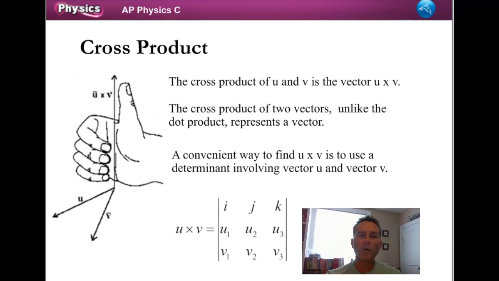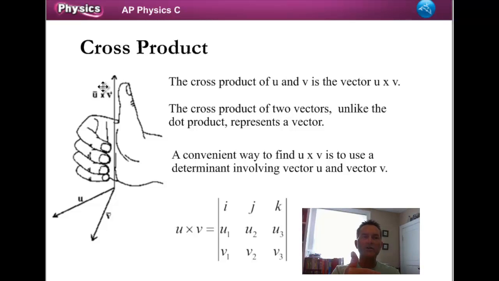Now the right-hand rule is very important to know because it's going to tell you what direction you're going to get of the new vector. Remember, when you calculate a cross product, you're getting a new vector. Say I want to find the cross product of U cross V. I'm going to point my fingers in the direction of the U vector, and then wrap my fingers toward the direction of V. When I do that, my thumb is going to point at a 90-degree angle to this plane right here, and that's going to be the direction of my new vector.